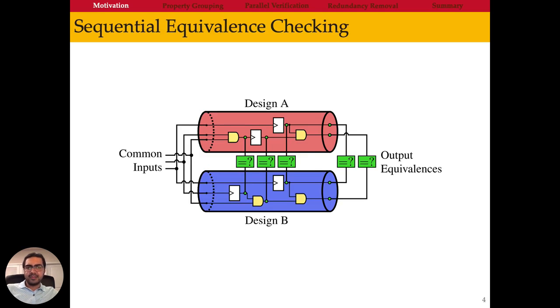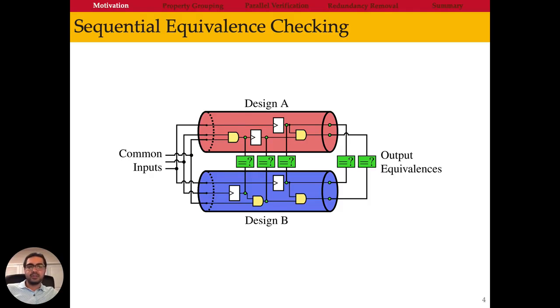A typical example is the highly prevalent verification task of equivalence checking. In equivalence checking, two designs, design A and design B, are proven equivalent by tying their inputs together and checking the equivalence between their outputs. Moreover, proving equivalences between intermediate design points is often critical for the overall scalability of sequential equivalence checking.